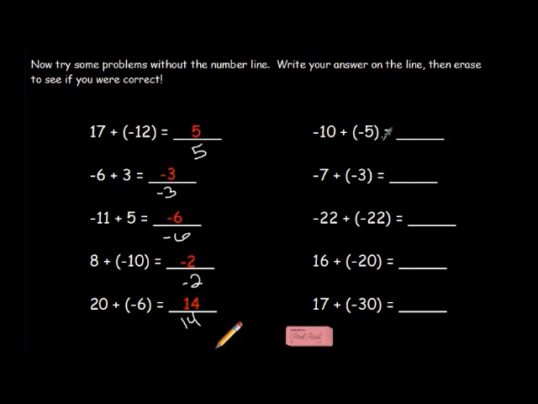Alright, and over here, same signs. So now when we have same signs, that means we add the two numbers together and keep the sign that's there. So -10 and -5, so that's -15. Since 10 plus 5 is 15, and then we keep the negative sign. So -7 and -3, same signs. So that's a 10. Keep the negative sign. -22 plus -22. So we get a 44. And then we keep the negative sign.